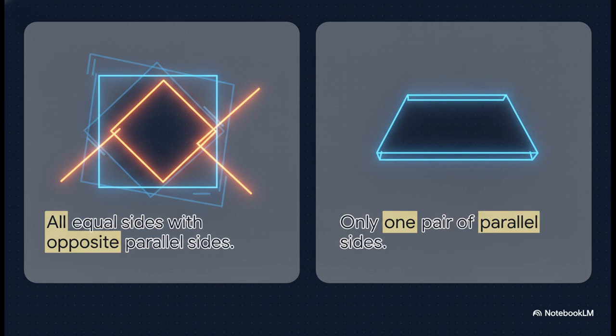A rhombus is basically like a square that's been pushed over. It has all equal sides and opposite parallel sides. But a trapezoid? It only has one single pair of parallel sides. Parallel lines are the ultimate deciding factor here. They totally change the structural integrity and the classification of the shape.